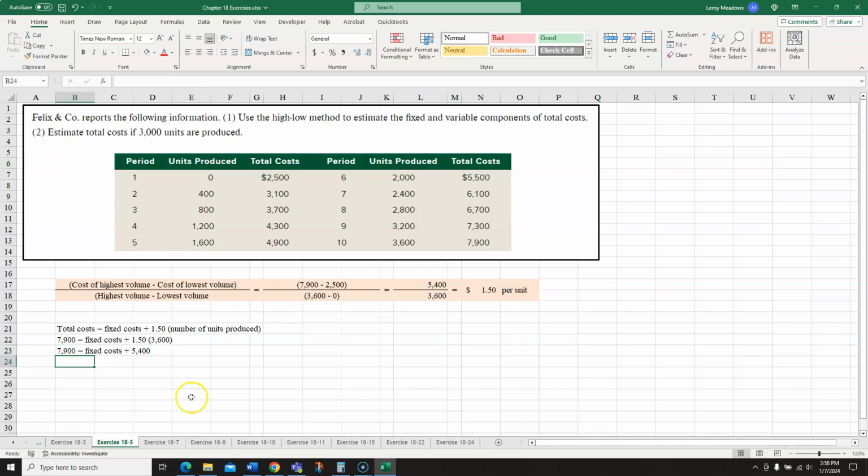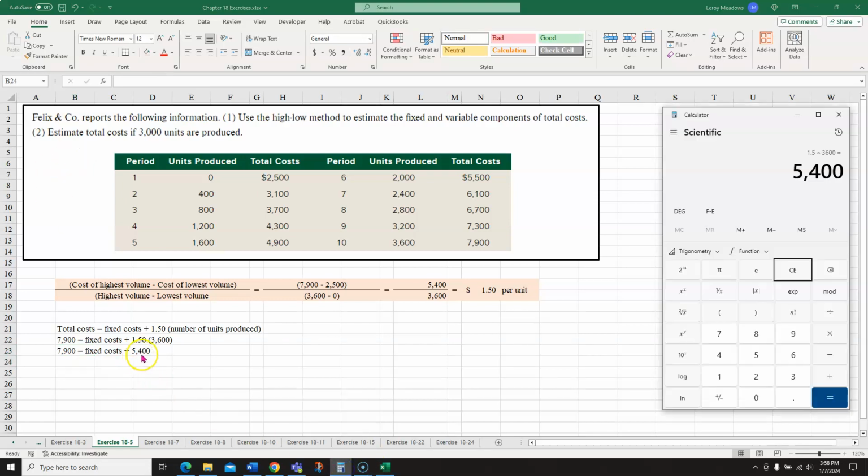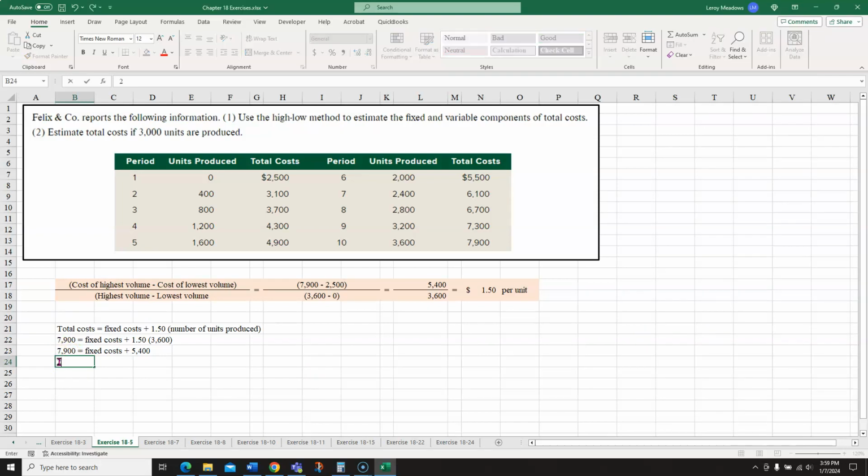Algebraically, I just subtract 5,400 from both sides to isolate my fixed costs. So 7,900 minus 5,400 gives me 2,500, which is what my fixed costs are. That's how I compute my fixed costs: I figured out my variable cost per unit first, and then I can figure out my total fixed costs.